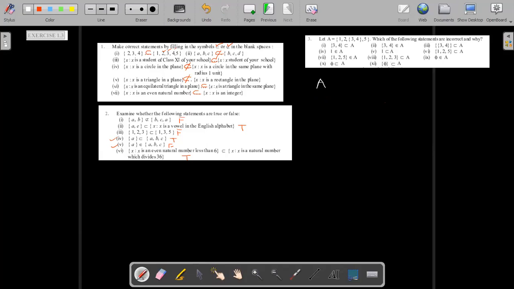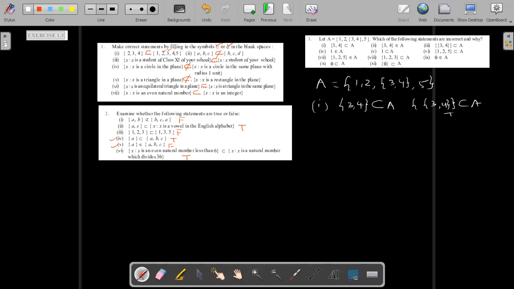Set A, but in set A, here it is a different type of set. Two are elements, and one element is a set itself, and then again you have five. This is set A. Now on this basis, you have to tell whether 3, 4 is a subset. Now 3, 4 is an element. Set 3, 4 is not a subset of A. If you write 3, 4 inside a set, then it will become a subset. Then it is true.